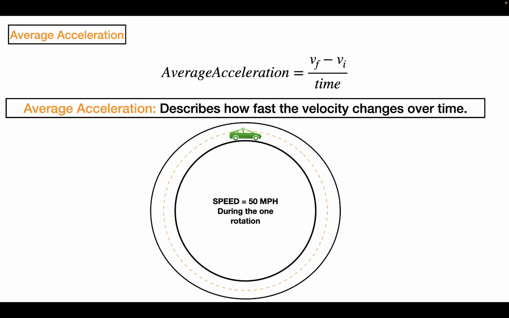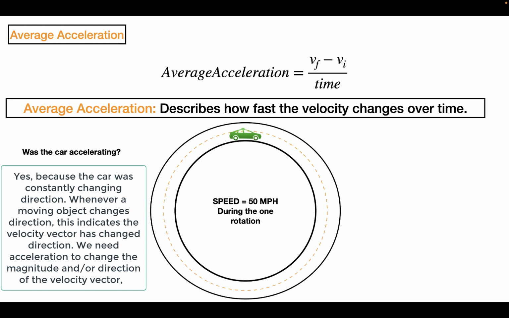The question I'm going to ask you is: was this car accelerating? The answer to this question is yes. The reason why is because the direction of the velocity vector was changing over the course of the rotation. So let's take a closer look. Let's take a look at when the car moves from this point of the road to this point of the circle. If we were to map the car's velocity vector at a specific point in time, we would see that the velocity vector at this point of the circle has this direction here.